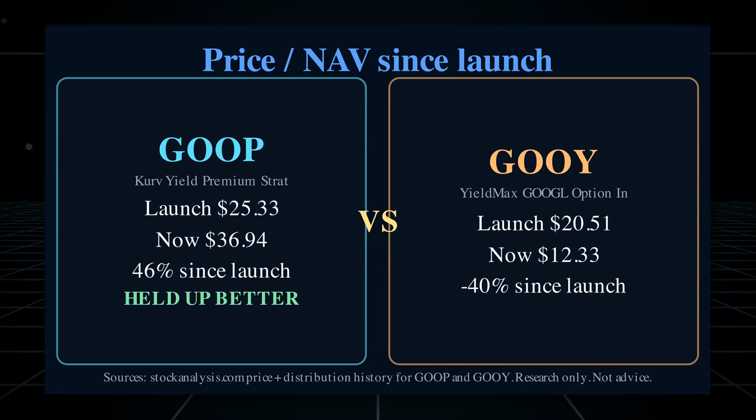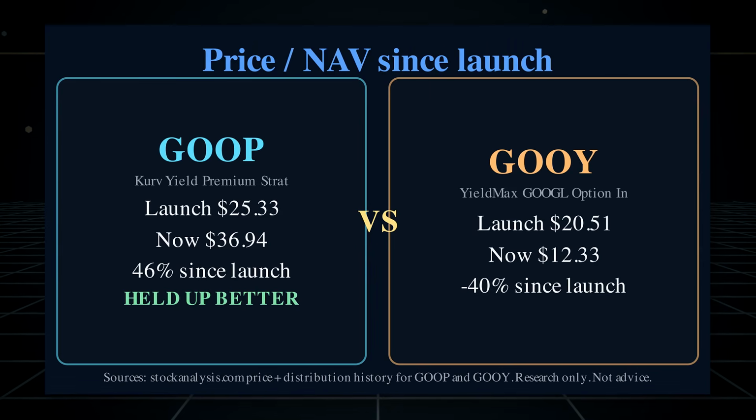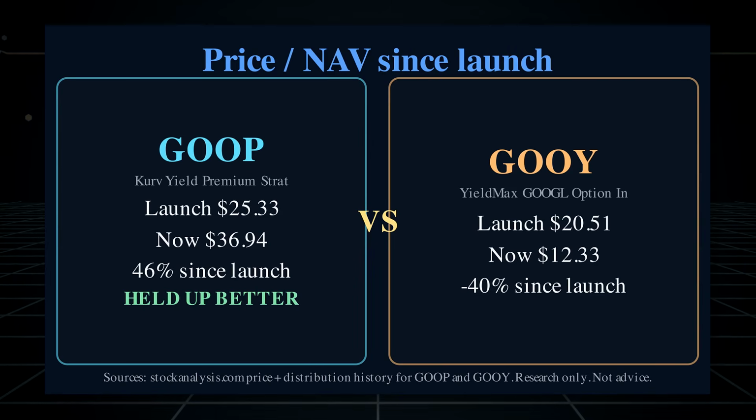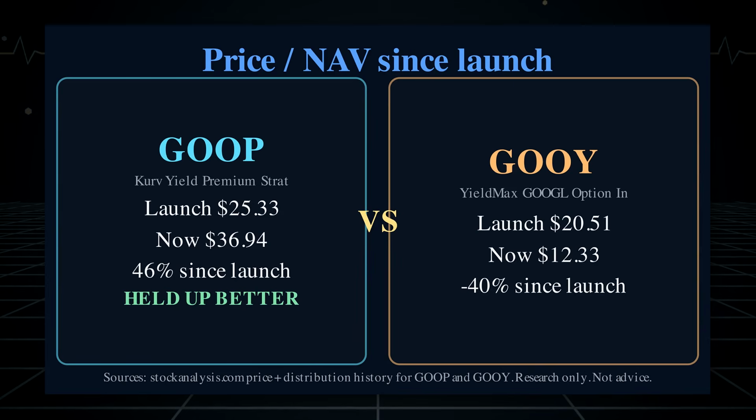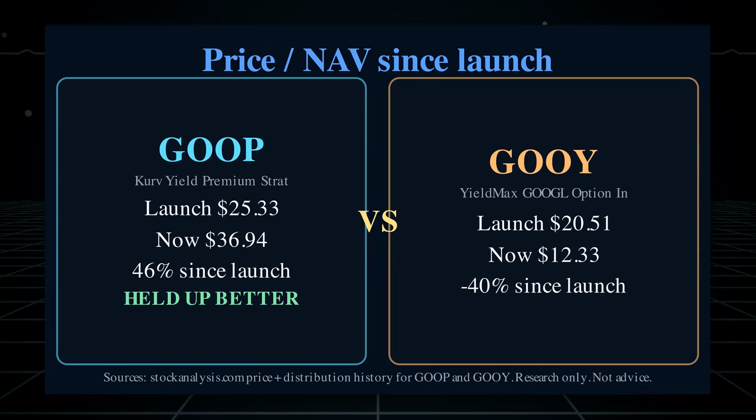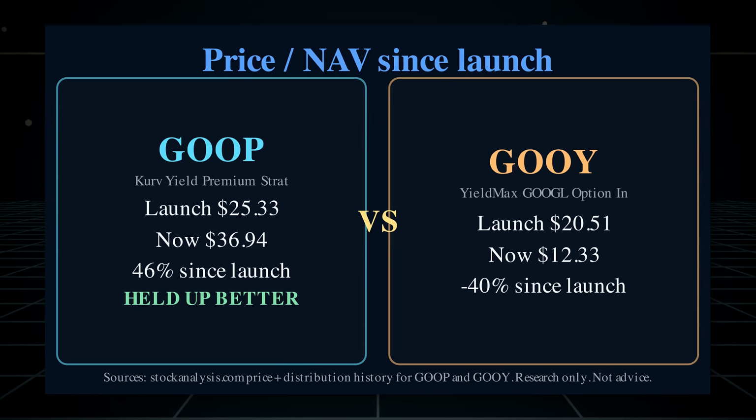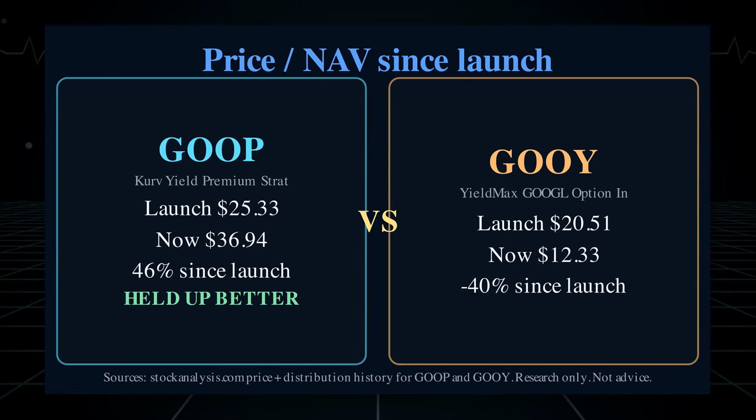NAV is not the entire investor result because these funds deliberately distribute cash, but it is the health of the machine that must produce future results. GOOP reached the latest examination with a larger per-share engine than it had at launch. GOOY reached it with a smaller one. Before counting a single distribution back in, that is a decisive advantage for GOOP.